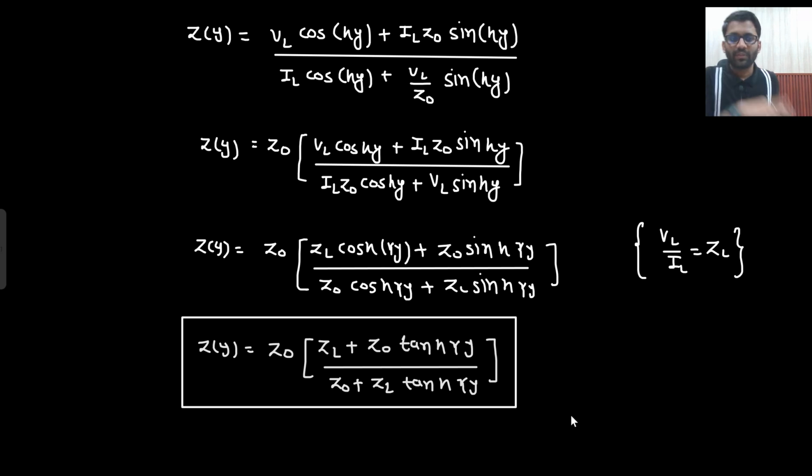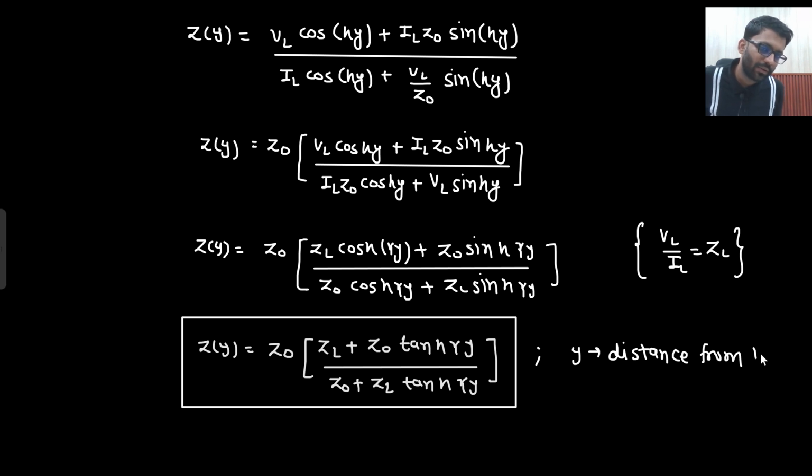Z naught into ZL plus Z naught tanh(γY) divided by Z naught plus ZL tanh(γY). This you need to remember. And what is Y here? Here Y is the distance from load. A very important thing: distance from load.